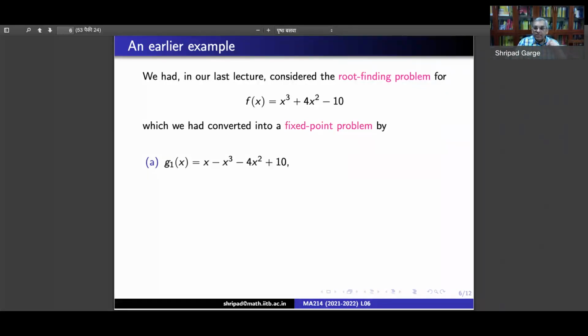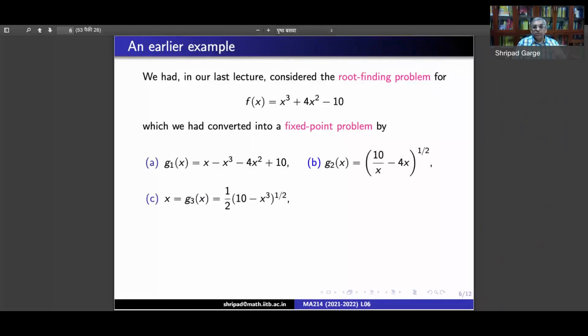Then we had the slightly complicated function g2(x), and g3(x). The g1(x) and g2(x) did not work for us. g1(x) was going to infinity, so that gave you a divergent sequence. It did not take the interval that we were looking at back inside it. g2(x) actually gave you complex numbers at some stage, so even g2 did not work. But g3 worked beautifully. g3 was a very nice function. And then I said that you can look at g4(x), which is a slight modification of g2 really.